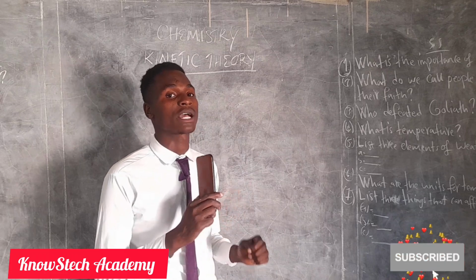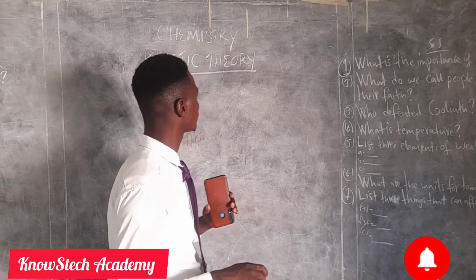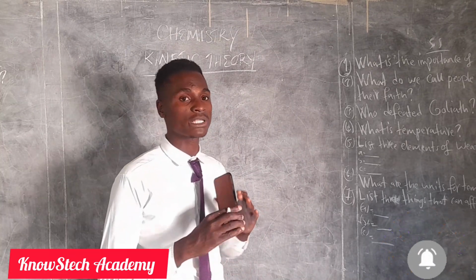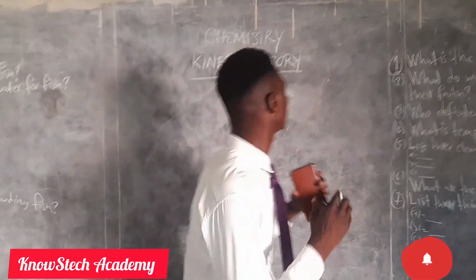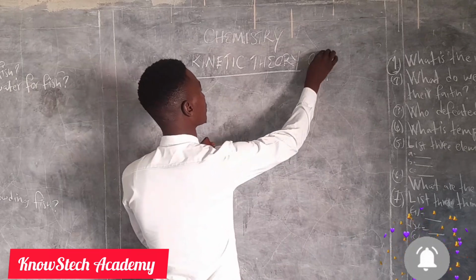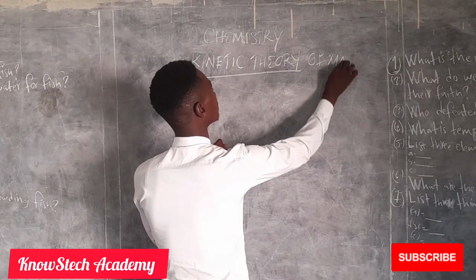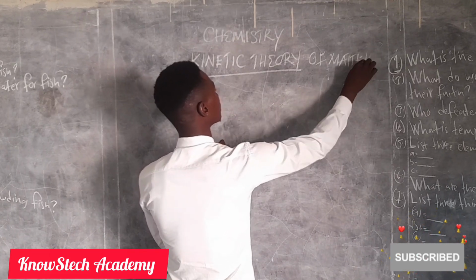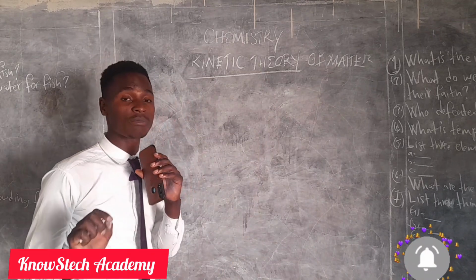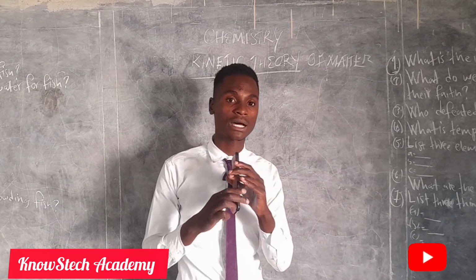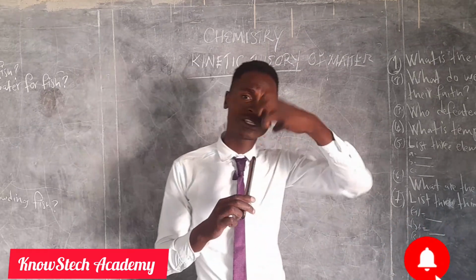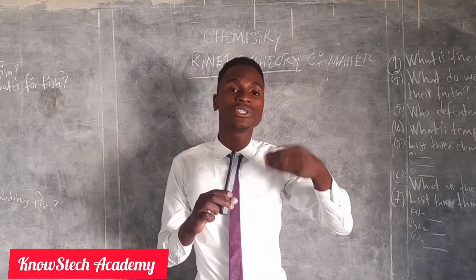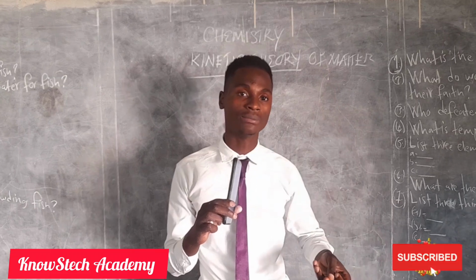The topic is kinetic theory. Now, what is the kinetic theory of matter? So, this is the kinetic theory of matter. The kinetic theory of matter states that matter is made up of tiny particles that are in continuous random motion.